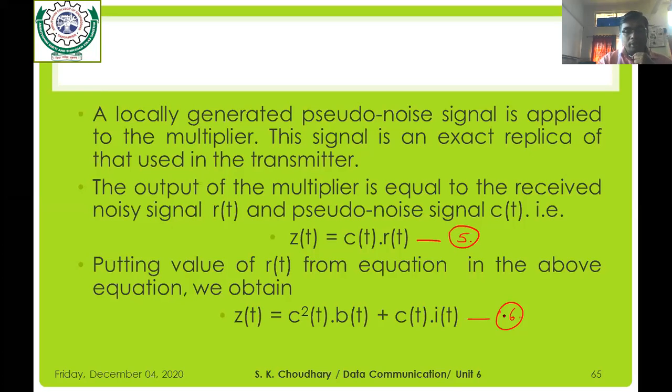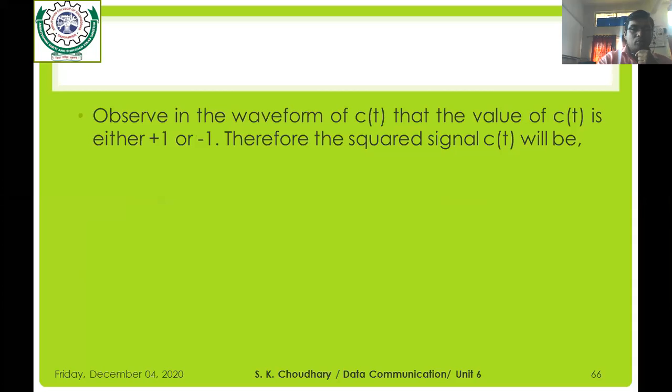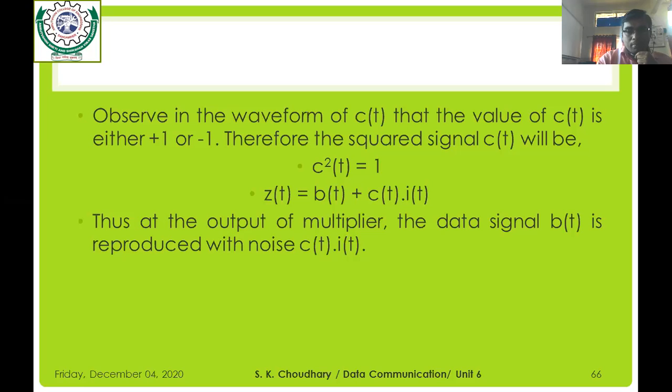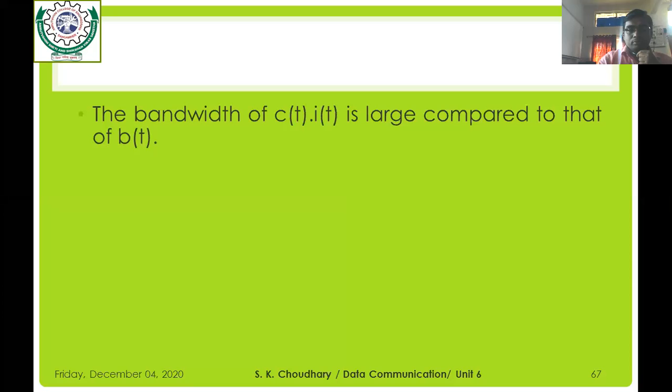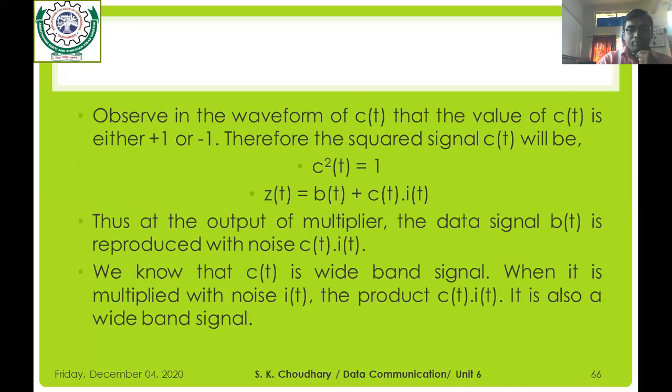So this is the output of the product modulator z(t), and this signal is further passed through an integrator. Whatever signal we have in z(t), for the term c(t) into i(t), we have substituted the value of c squared(t) as 1, because this is a repeated sequence, and when the same term is squared it is considered as 1.